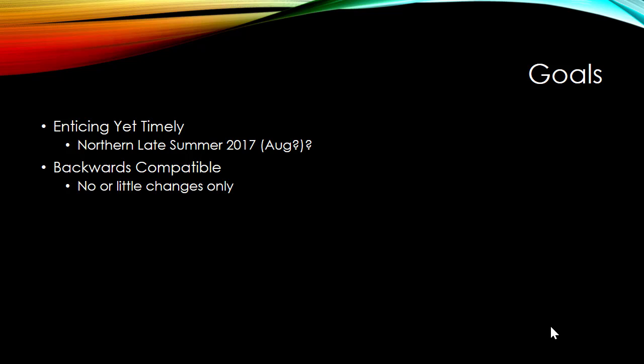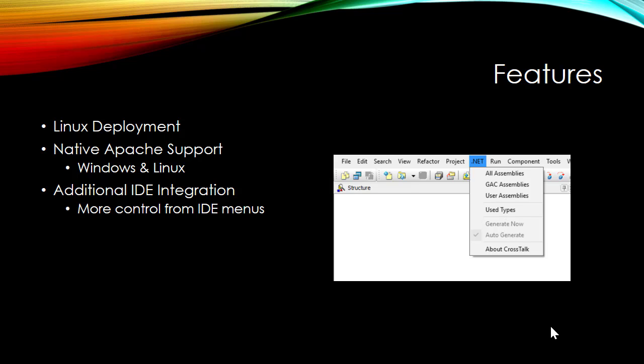Currently we're targeting possibly August 2017, and we anticipate IntraWeb 16 to be 100% backwards compatible or possibly requiring only very, very minimal changes. The goal is to take your code and run it in IntraWeb 16 as quickly as possible. The features, as we discussed before, the major feature is Linux deployment.